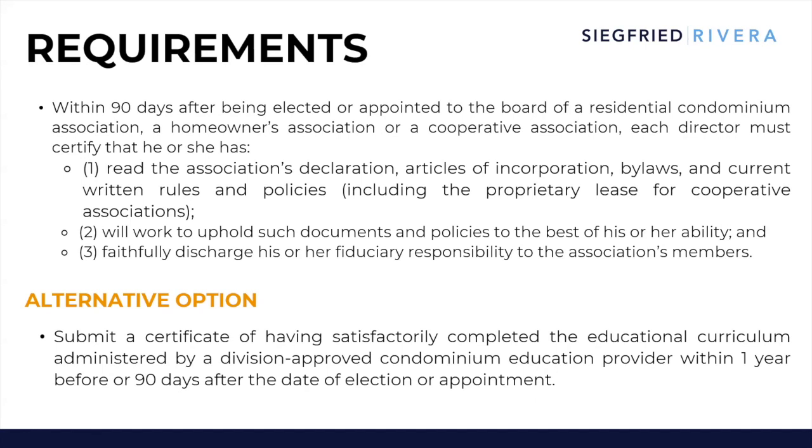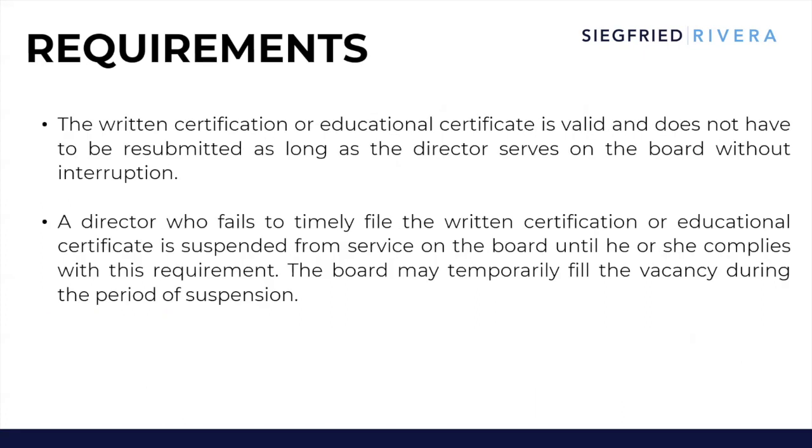So owners can, in fact, take the educational course, and if the course is completed, that certificate is valid for 1 year prior to the date the director may be subsequently appointed or elected to the board. The written certificates are valid, and directors do not have to continue to resubmit the certificates as long as a director serves on the board without interruption.